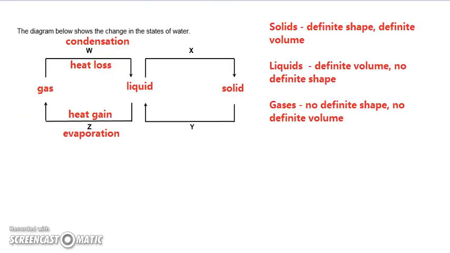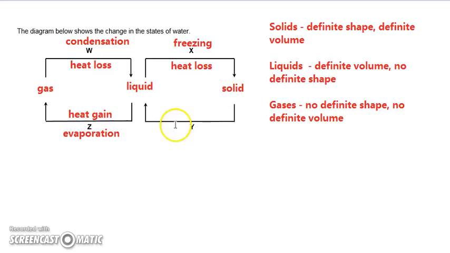If we look at the other side, we have X. X is from liquid to solid, like putting water in a freezer to get ice. We call that freezing, and freezing requires heat loss. That's why you put the water in the freezer, because it's much cooler there, so that the heat in the water can be absorbed by the cooler environment. So when water loses heat in the freezer, it becomes ice.